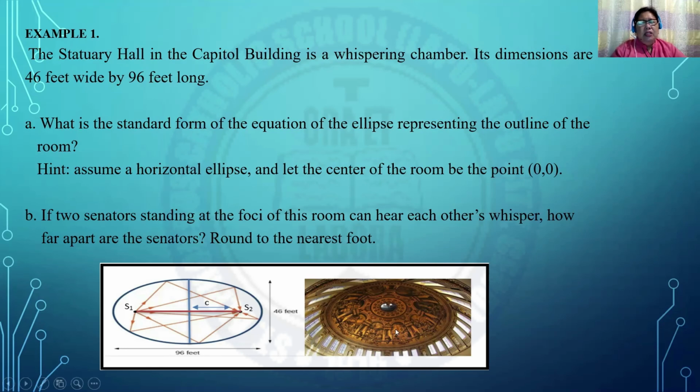This is an image of a whispering chamber. If this is the ellipse, Senator 1 is here and Senator 2 is here, which will represent the foci. The measure of the major axis is equivalent to 96 feet, and the minor axis is 46 feet.